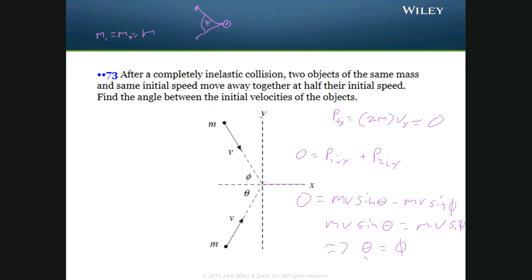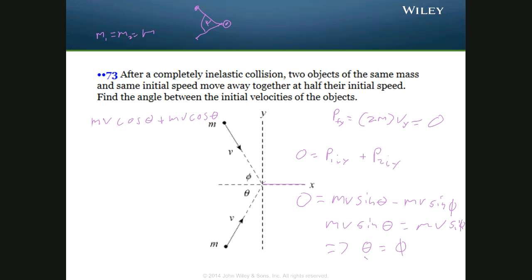Okay, so hopefully that makes sense. And we can now go into the X region, right, where we have MV cosine theta plus... and I can write it as cosine theta because we just proved that phi was equal to theta, right? So that makes life easy.